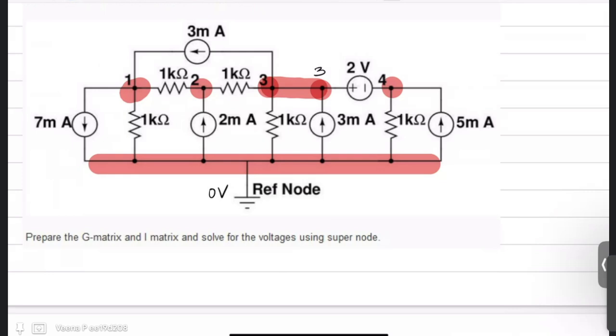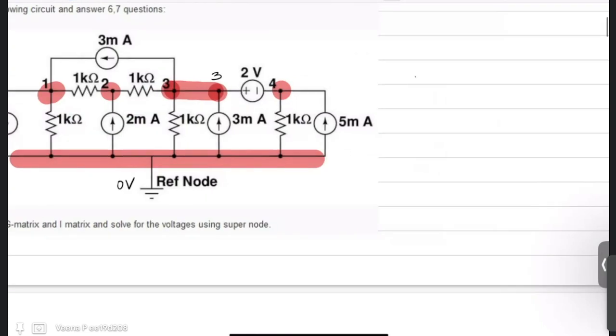So now you have to solve the equations using nodal analysis. Now there are 4 nodes. So the number of nodes n is equal to 4. So the size of your conductance matrix will be 3 by 3. Conductance matrices will always be a square matrix.